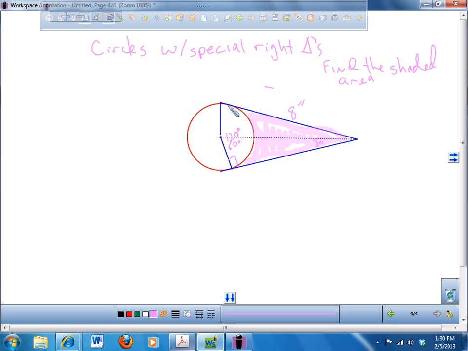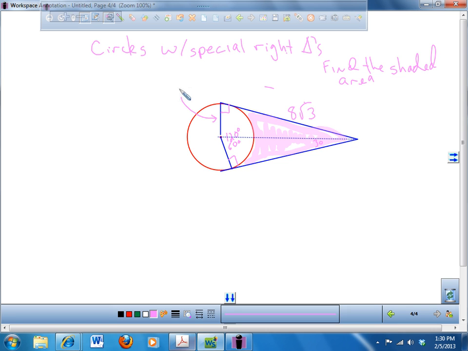Since this is 90, and this is 8, that must mean the radius of this circle is something. No, that 8 should be something root 3. Let's change that to 8 root 3. I just changed that to make the problem work. It'll still work, but the numbers will come out worse.